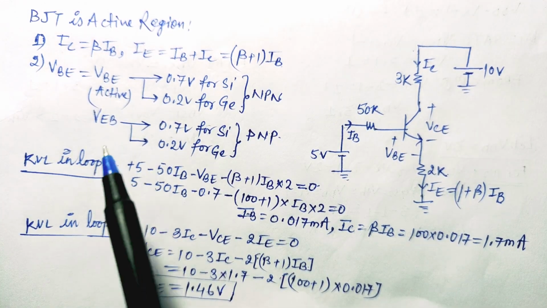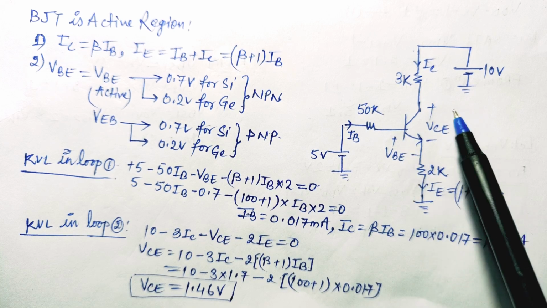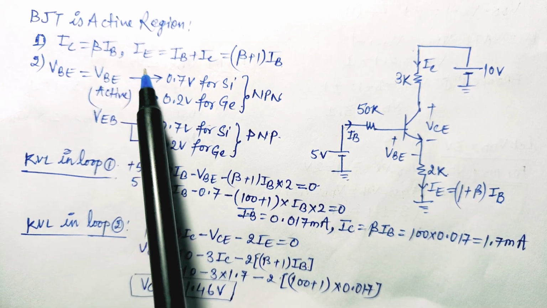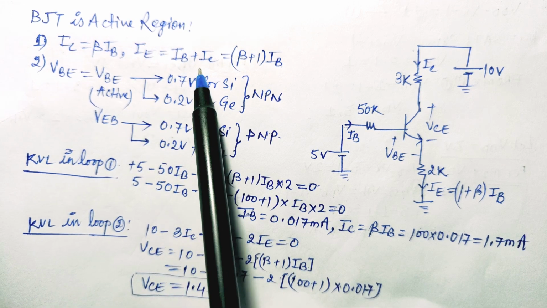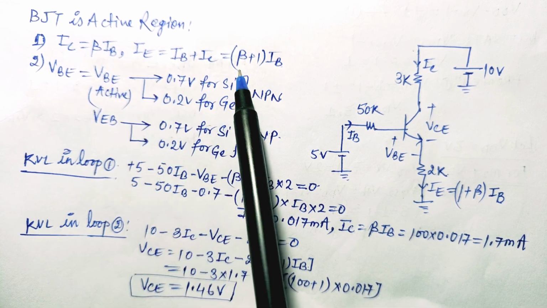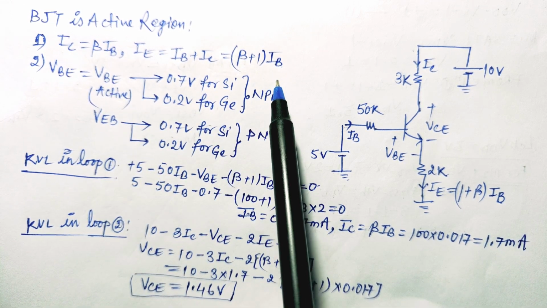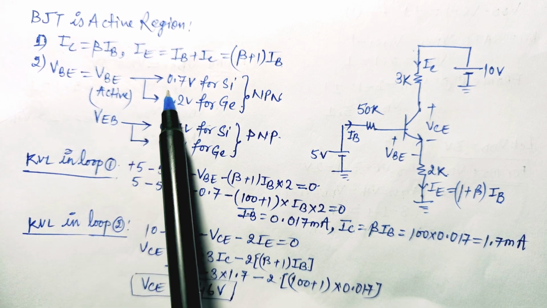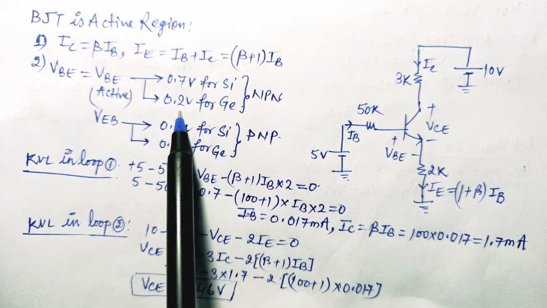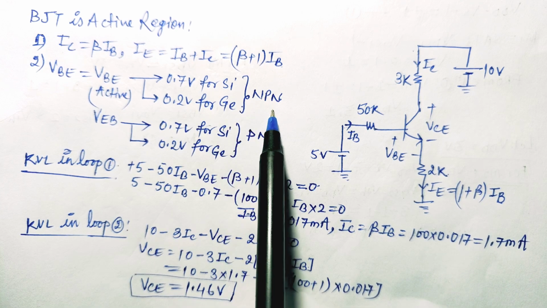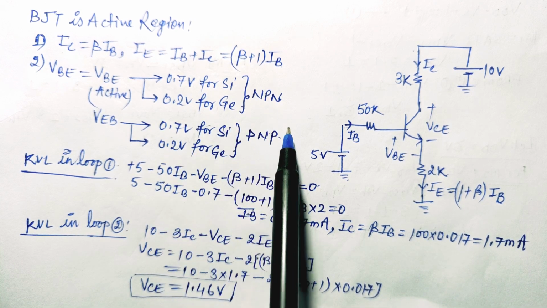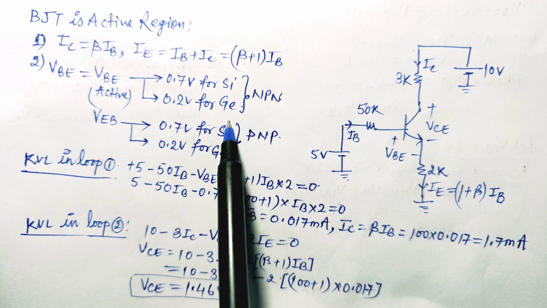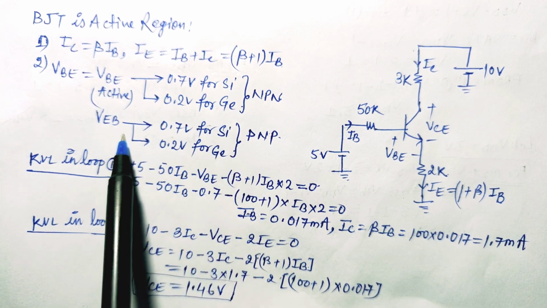As we have seen that this BJT is working in active region now, we can apply IC is equal to beta IB and IE is equal to IB plus IC. If we put IC is equal to beta IB, then it will become beta plus 1 IB. In active region, the base to emitter voltage can be written as 0.7 volt for silicon and 0.2 volt for germanium in NPN transistor, and if it is a PNP transistor, then these values will be according to silicon and germanium, that will be VEB voltage.